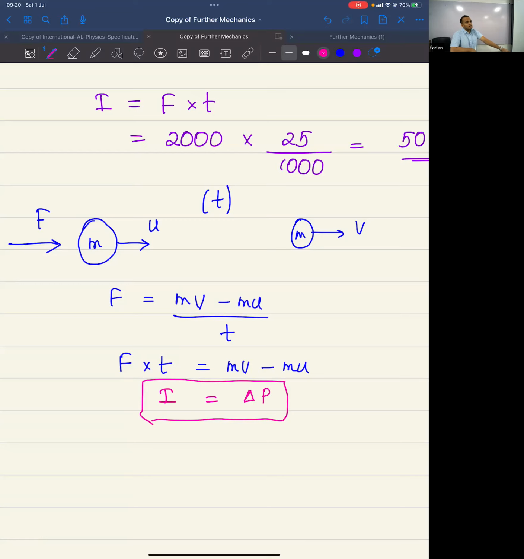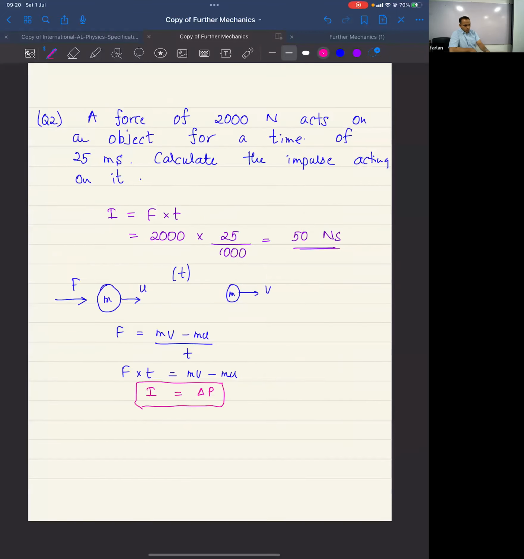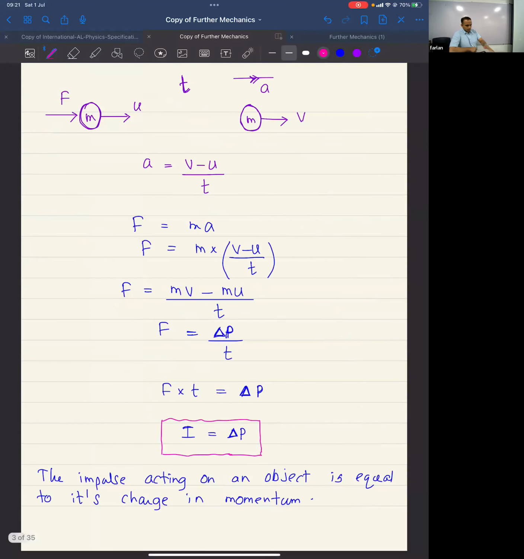Momentum is measured in what? What is the unit of momentum? kg m s^-1, kilogram meters per second, or it can also be measured in newton seconds. So which means impulse can also be measured in what? Either newton seconds or kilogram meters per second. Is that clear? Right. So what you do is take this down.